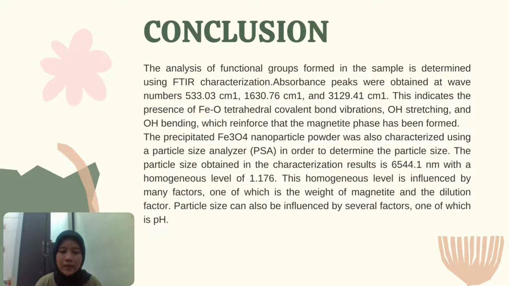The precipitated iron oxide nanoparticle powder was also characterized using a particle size analyzer. In order to determine the particle size, the particle size obtained in the characterization result is 6544.1 nanometers with a homogeneity level of 1.176. This homogeneity level is influenced by manufacture, one of which is the weight of the magnetite and the dilution factor. Particle size can also be influenced by several factors, one of which is pH.